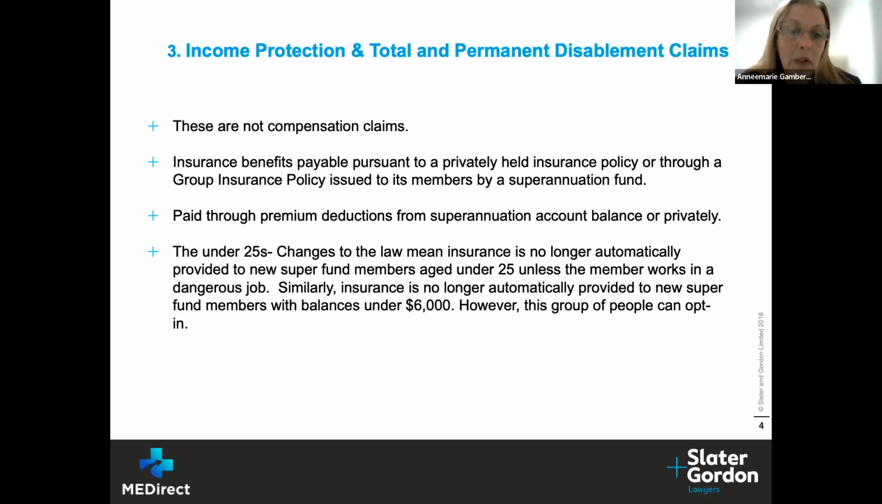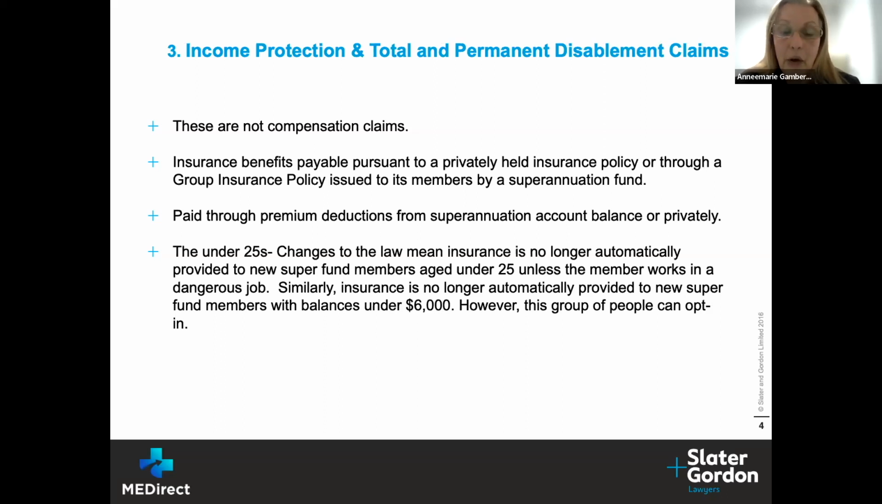So up until the 27th of October 2018, people under 25 or between 20 and 25 were given this cover. However, effective the 27th of October 2018, there were changes to the law, which means that insurance is no longer automatically provided to new super fund members aged under 25 unless the member works in a dangerous job. The reason for the change in the law is because it was considered that those people under 25 are usually at less risk of making a claim.